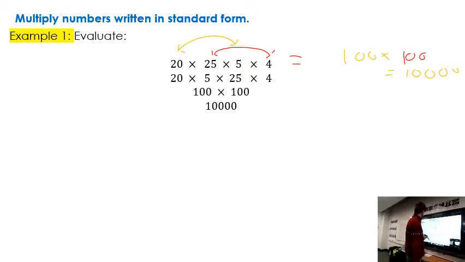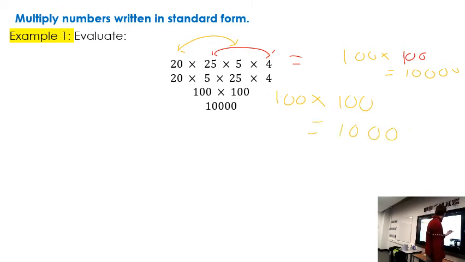What else do we see? We should be able to see that there's commutativity here. So we've got 20 times 5, which is also equal to 100. And then we've got 25 times 4, which is also equal to 100. So again, this is equal to 10,000. Okay, so all these questions are the same. They're all equal to 10,000.